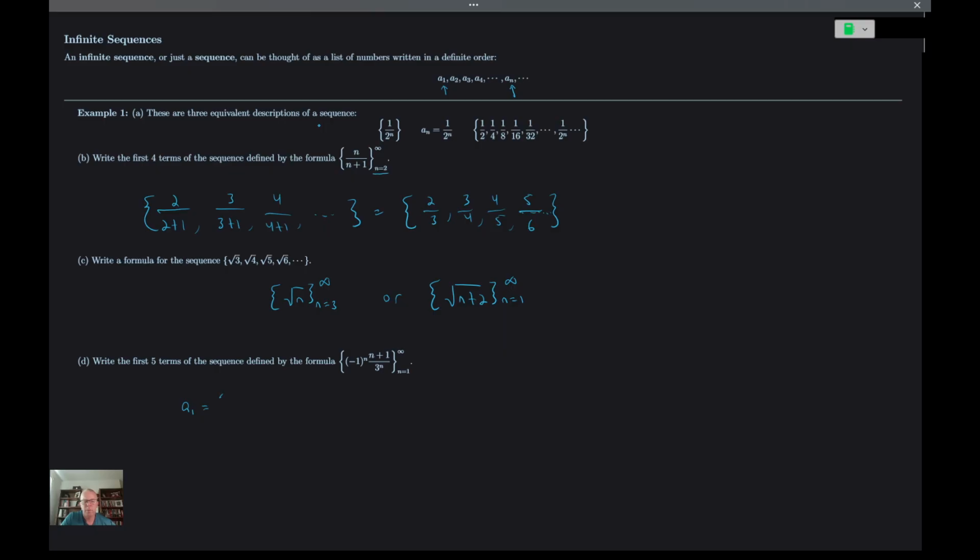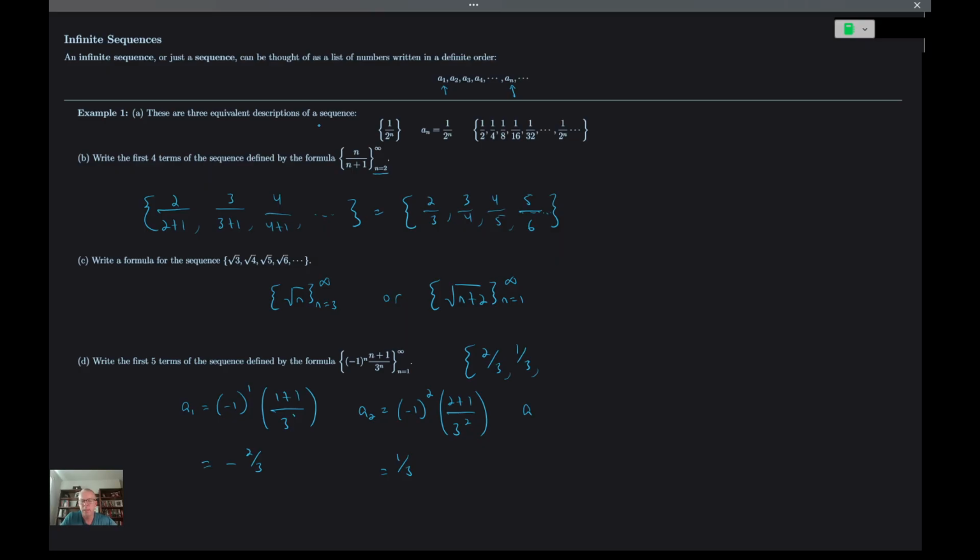So a sub 1 would be (-1)^1 times (1 plus 1) over 3^1. And so that gives us -2/3. So the first term is -2/3. a sub 2: now, we don't really have to worry about this, we know the next term is going to be positive. I'll put it in, but we don't really need to consider it too much in the calculation. Then we have (2 plus 1) over 3 squared. So this would be 3 over 9, which is 1/3. Of course, this one is positive, so 1/3.